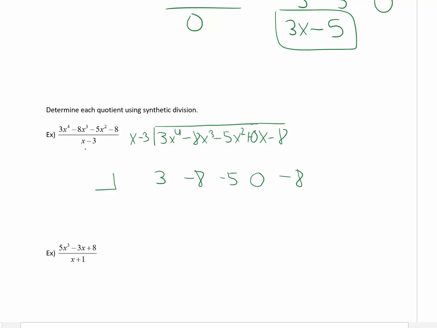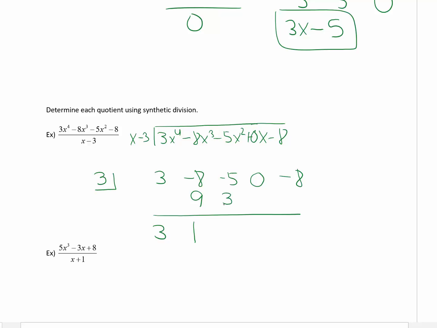And again, it's x minus 3, but remember I'm doing x minus c, so I'm going to put 3, not negative 3 in the box. So I'm going to bring this 3 straight down, because again, 3x to the fourth divided by x is 3x cubed. So I'll take this 3 and multiply by this 3, that is 9. Negative 8 plus 9 is 1. I will take this 1 and multiply by 3, that is 3.